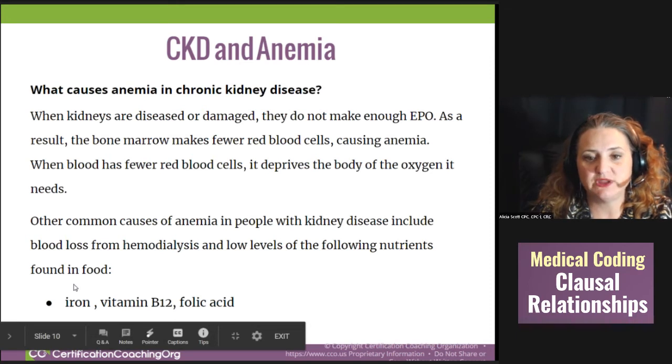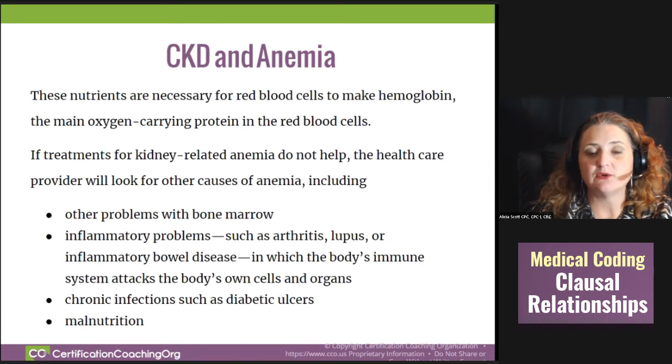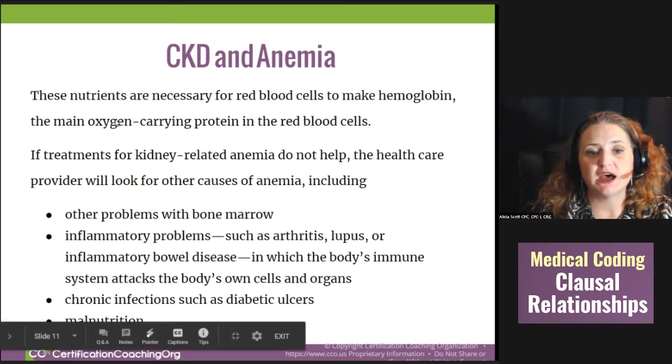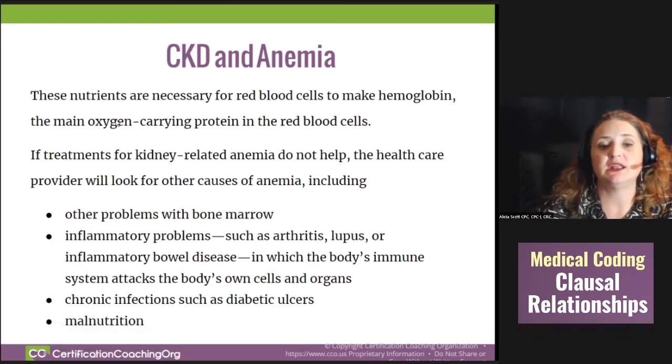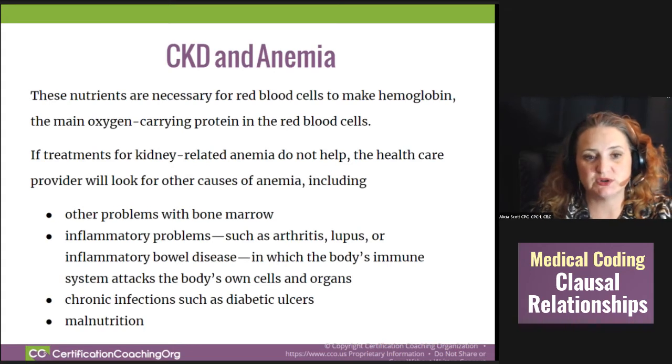So how do we take care of that? They give you iron, then give you vitamin B12, and then give you folic acid. Right? So that'll bring up those levels for you. Now, CKD and anemia, that relationship, there are nutrients in the red blood cells that make the hemoglobin, and that carries the oxygen in the red blood cells. Again, this is kind of biology that you got in school.